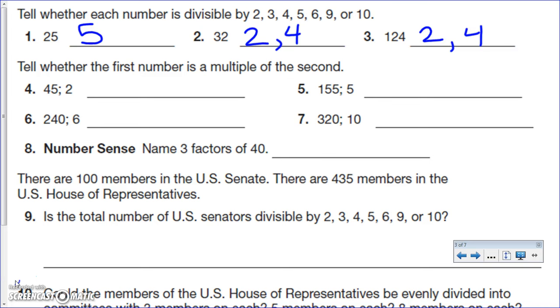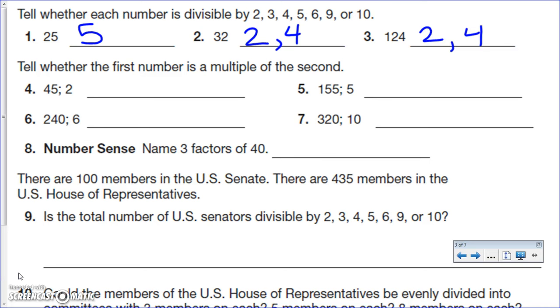We know it's not divisible by 5 because it doesn't end in a 5 or a 0. We know it's not divisible by 6 because it already failed the 3 test. We know it's not divisible by 9 because the digits only add up to 7. And it doesn't end in a 0, so we know it's not divisible by 10.